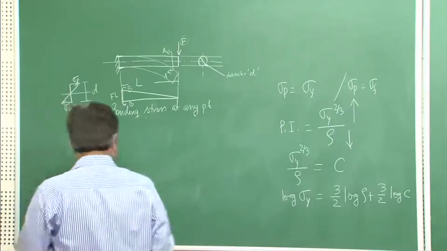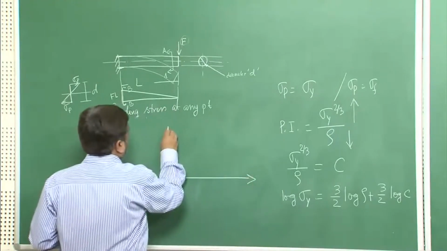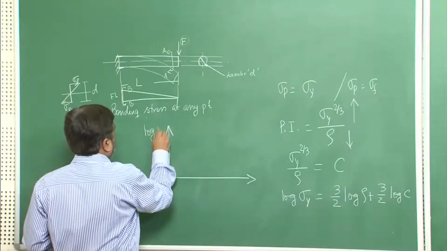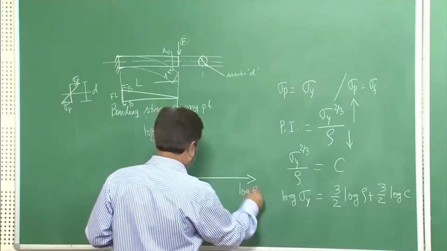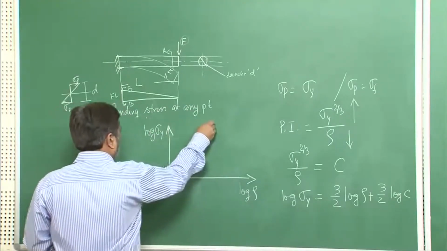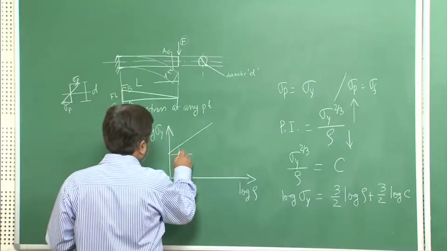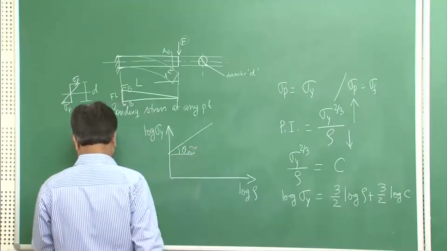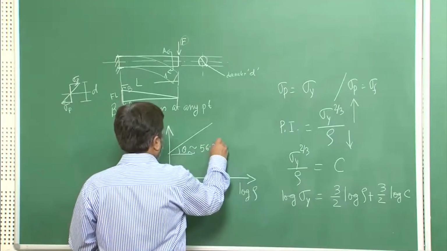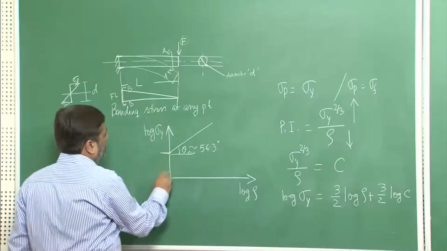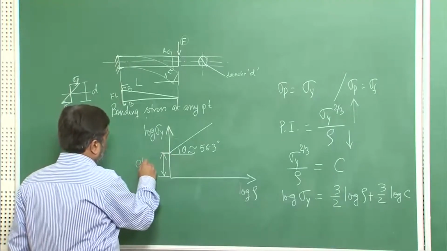But if I try to plot this log plot of sigma y versus log plot of rho, then we are talking about a line here whose slope theta will be approximately 56.3 degree, and of course, the intercept is something that can be chosen. Okay, so you can choose it.